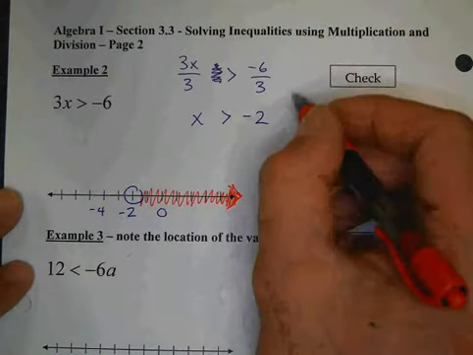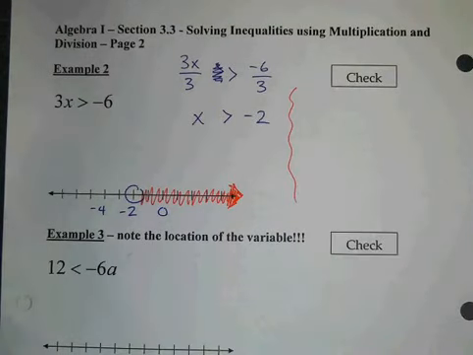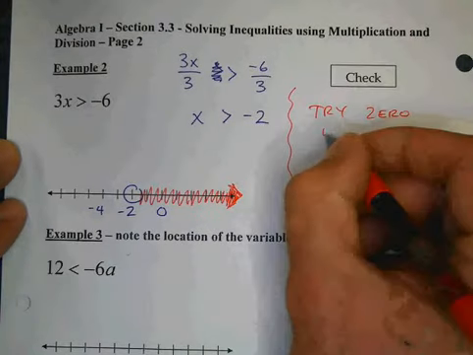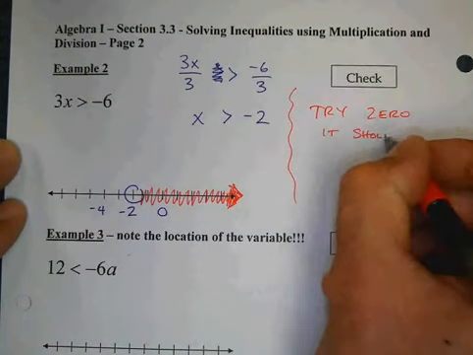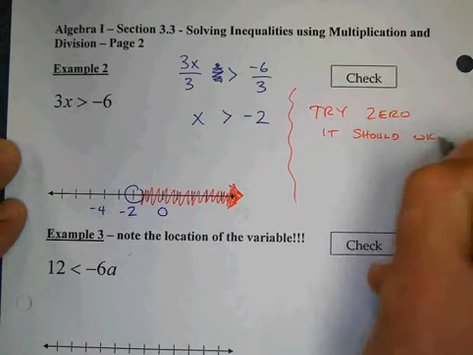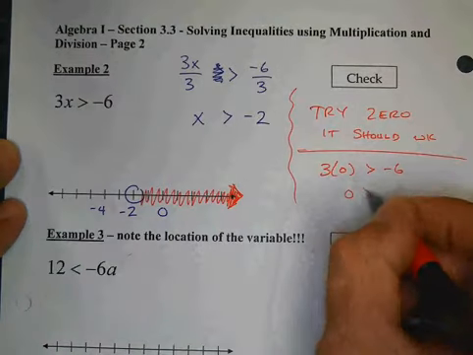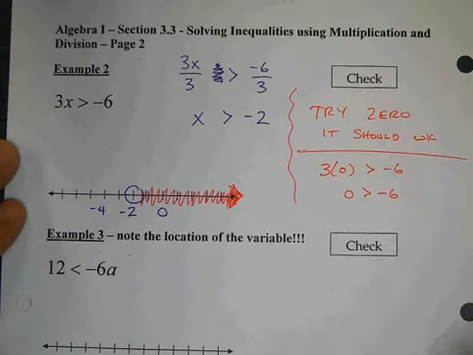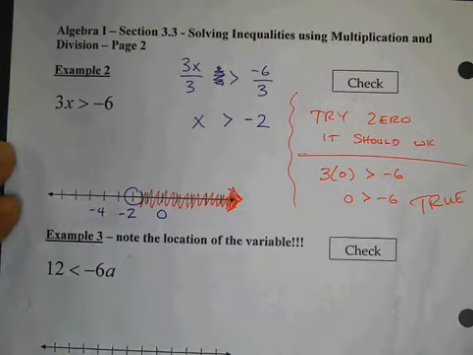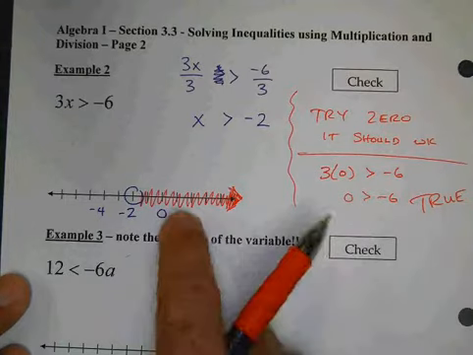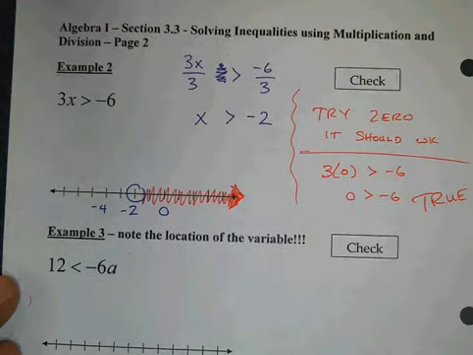Okay, so let's check it. Pick an easy number that's on the shaded section. What's the easiest number to pick? 0 is always the easiest. Try 0. Should it work? Okay, it should work. Let's see. Is 3 times 0 greater than negative 6? Is 0 greater than negative 6? Is that true? Yeah. Okay. That means we did it right. We said it should be true. It was true. That means our shaded stuff is correct. Moving on.